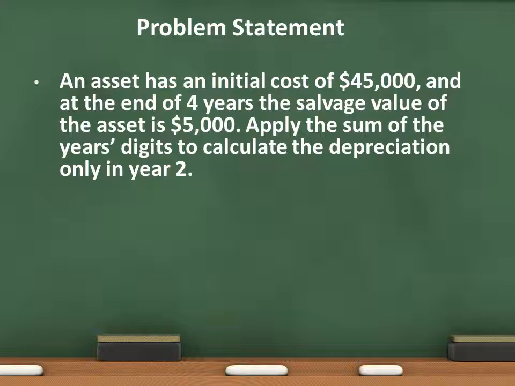It is from problem set 3, number 5, and it asks, an asset has an initial cost of $45,000, and at the end of 4 years, the salvage value of the asset is $5,000. Apply the sum of the year's digits to calculate the depreciation only in year 2.